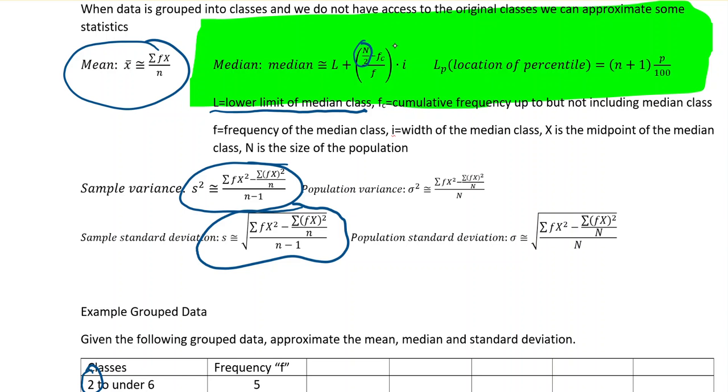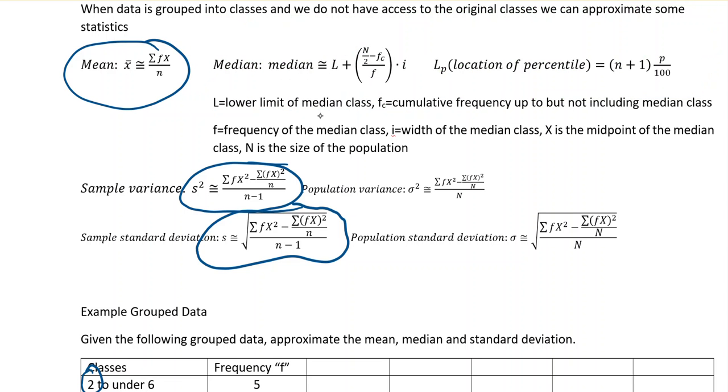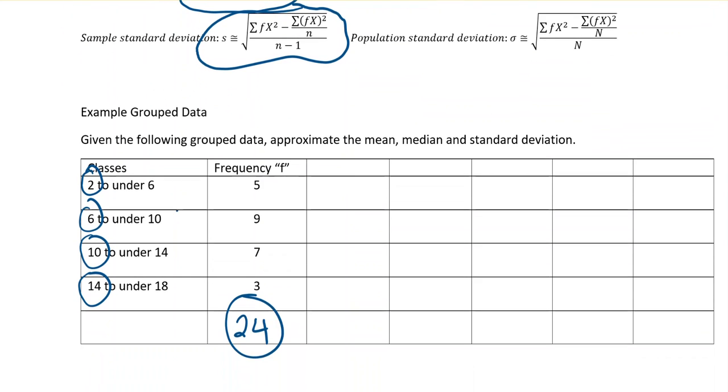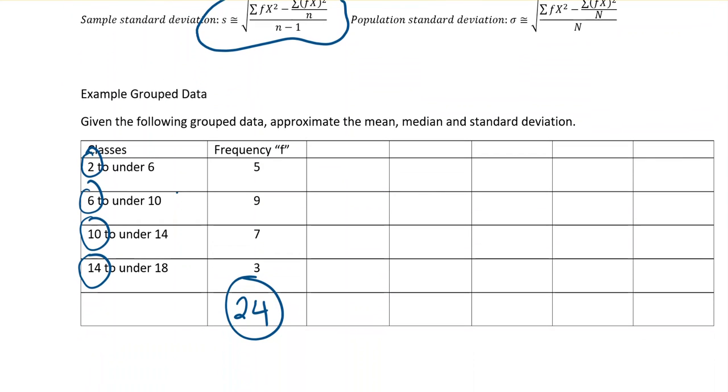This here, let me erase this. This here is FC. FC is the cumulative frequency. So in other words, the cumulative frequency is the frequency as you accumulate each class. So I'm going to write this here, FC, cumulative frequency.